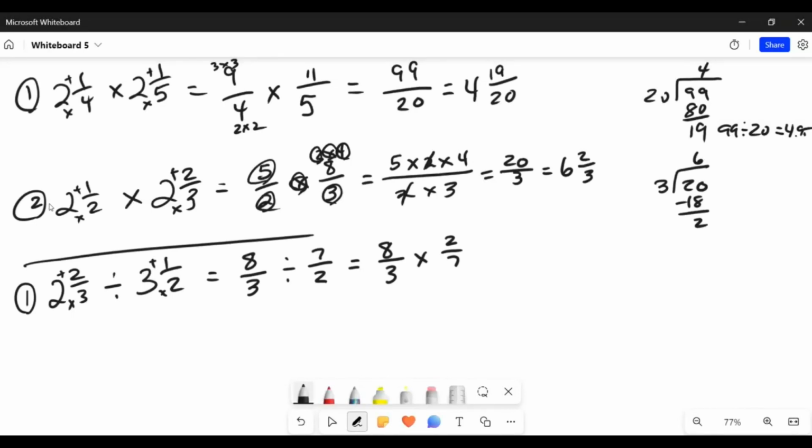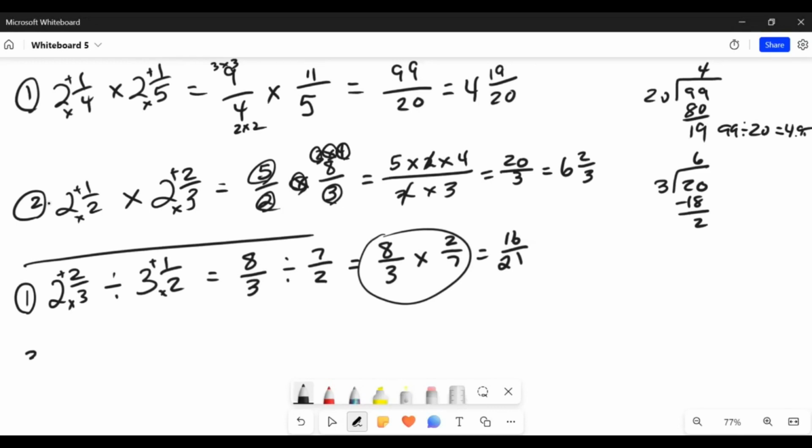On the top, we have 8 and 2. On the bottom, we have 3 and 7. There isn't any common factor on the top that would also be in the bottom, because 8 is 4 times 2. There aren't any 2's or 4's down in the bottom. There aren't any 3's or 7's up at the top. So we just do the multiplication. 8 times 2 is 16. 3 times 7 is 21. 16 over 21 is a proper fraction. We can leave it. 16 is 8 times 2. 21 is 3 times 7, just as we saw here. So that does not reduce.